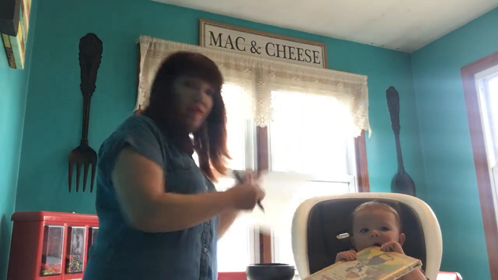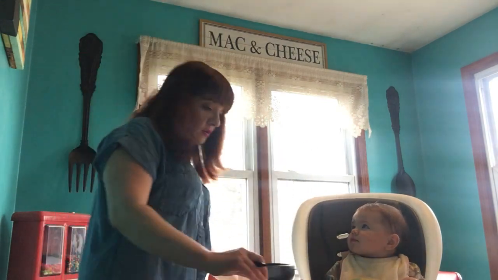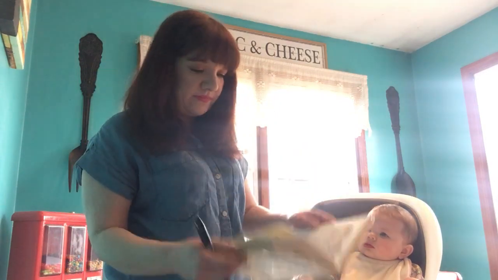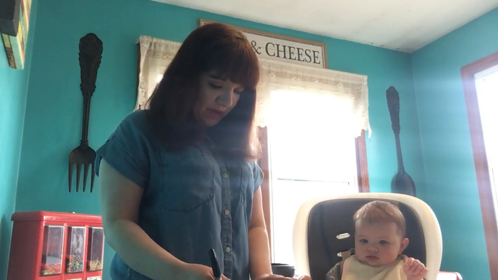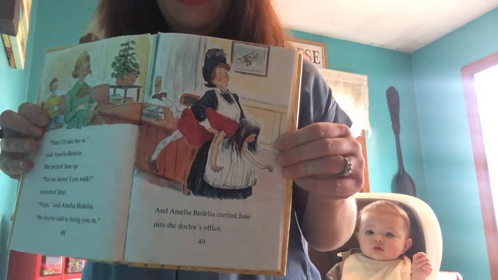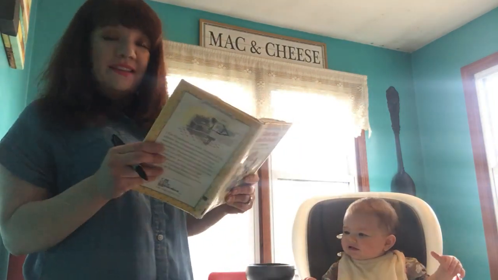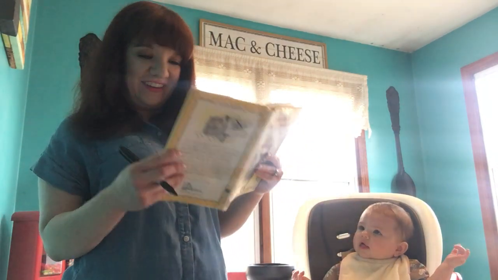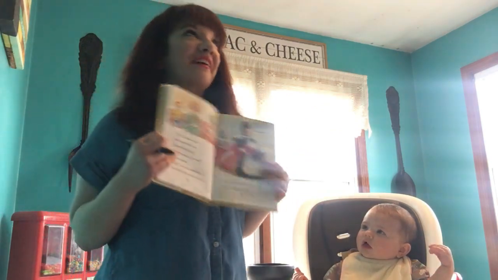Now I need an F. My F is, that's right, Fred, the for example. So for example, I'm going to take my book and look inside and see, oh my goodness, this is funny. It's a picture of Amelia Bedelia carrying the little girl out of the office. So I know that in this part of the story, they tell her to bring little Jane into the office. And so she actually picks her up and carries her into the office. Oh, I love these books.